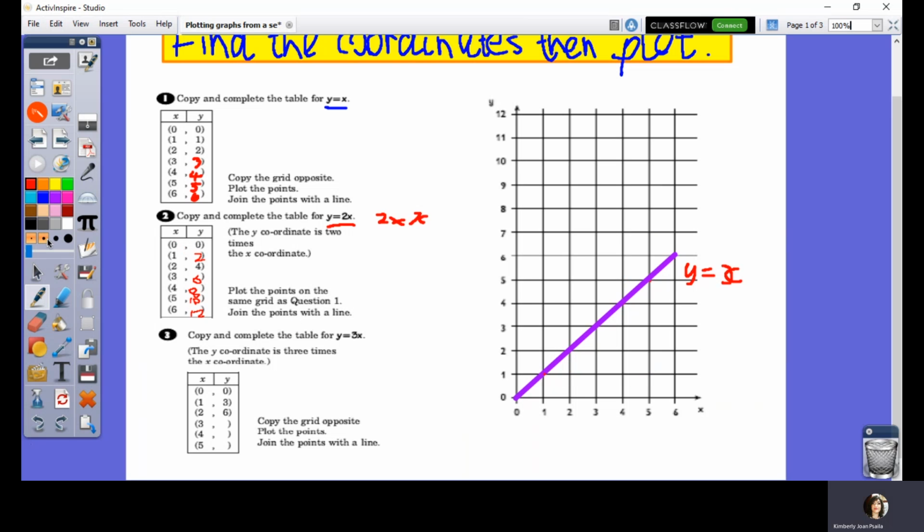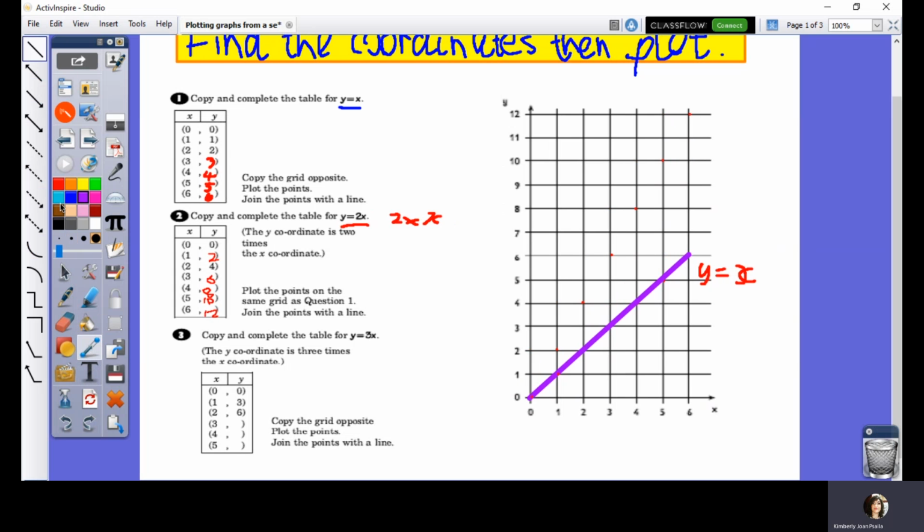Here we have 0, 0, which is here. 1, comma 2: you go up 2 here. 2, comma 4: find 2 on the x-axis and go up 4 here. 3, comma 6: 3 on the x-axis, go up 6. 4, comma 8: 4 on the x-axis and go up 8. 5, comma 10: 5, go up 10. And 6, 12.